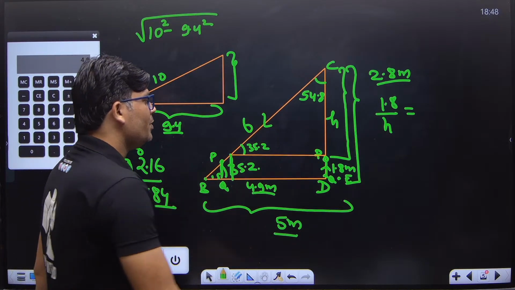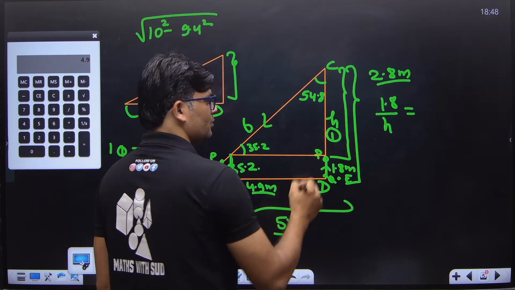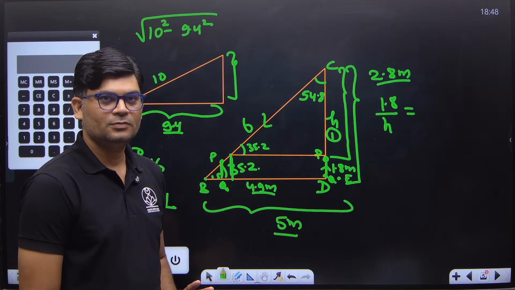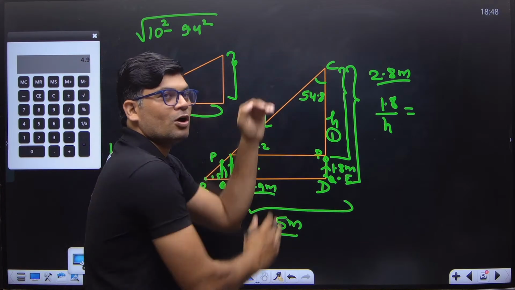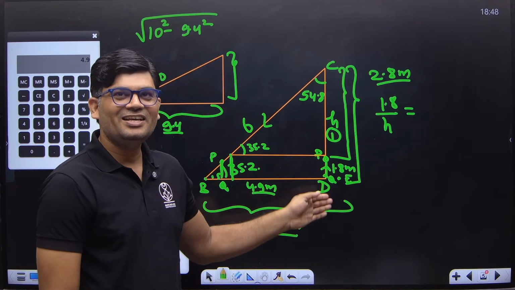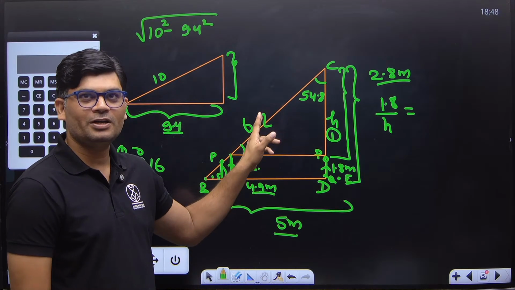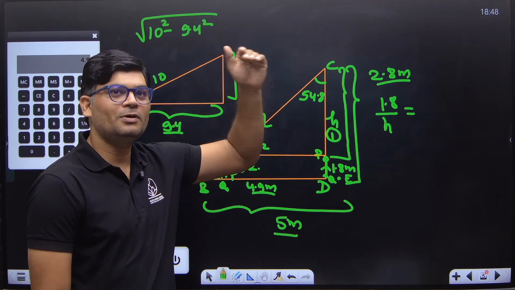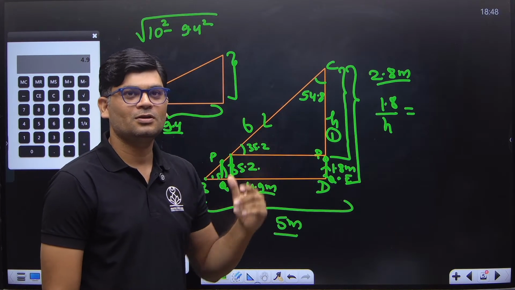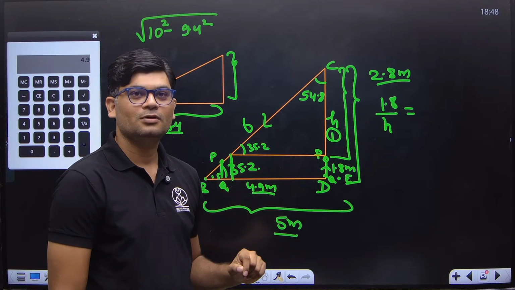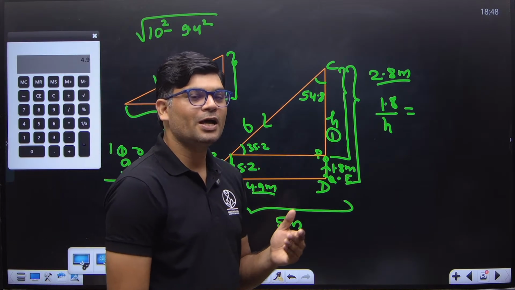So H is how much? H came out to be 1 only. In fact, this length is smaller. He is taller than the remaining length, so he must have met here somewhere only. 1.8 meter is a 6 feet height. It's good height. 1.8 meter is 6 feet, so 180 centimeter.